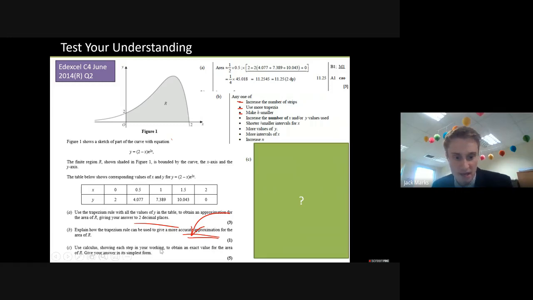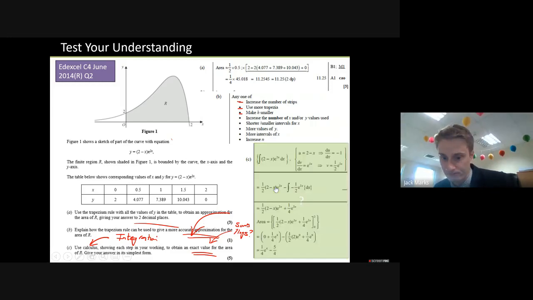And finally, use calculus. So calculus means integration or differentiation. So in this case, it's going to mean integration. So use integration to obtain an exact value. That means we're looking for maybe something with surds or logs or something like that. So that's a hint that we'll be doing integration rather than the trapezium rule, which will give you lots and lots of decimals.